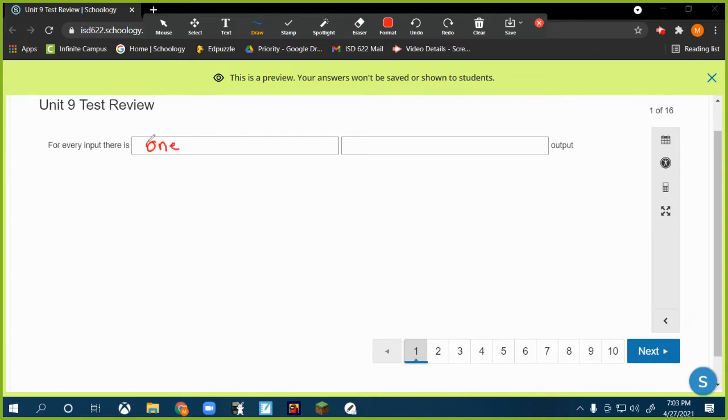For every input there is exactly one output. We talked about that in class multiple times. Make sure you get that on there.